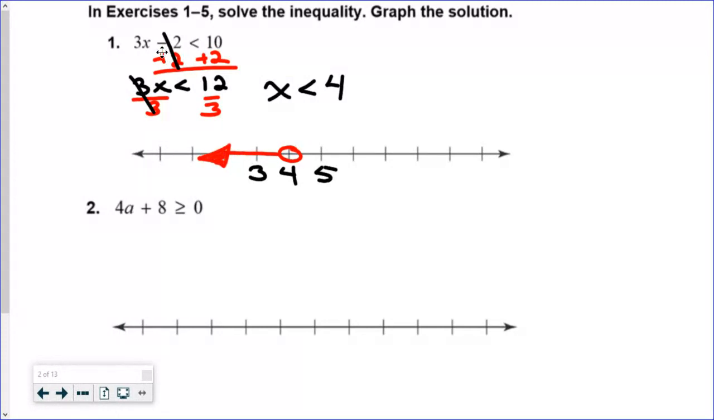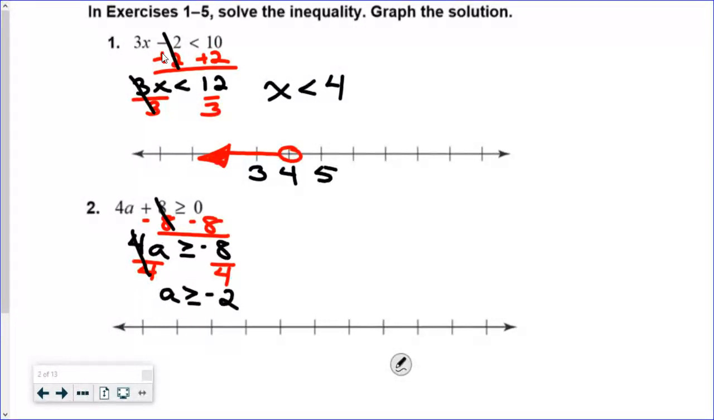Number 2, we're going to minus 8. Now, we have 4a is greater than or equal to negative 8. We're going to divide by a positive 4, same as we did on the first one. Since we are dividing by a positive, we do not flip the sign. And negative 8 divided by 4 is negative 2. Because we divided by a positive, we do not flip the sign on either one of these problems.